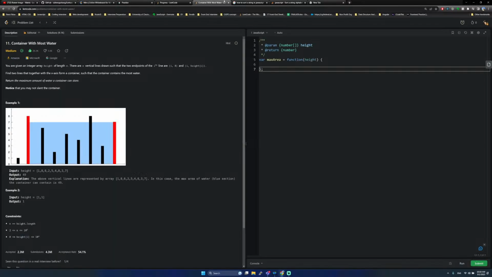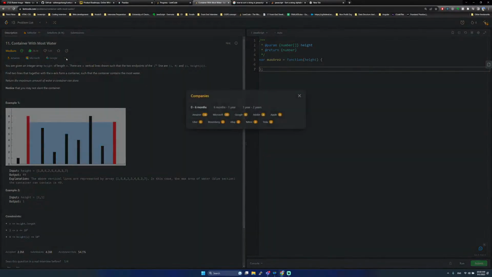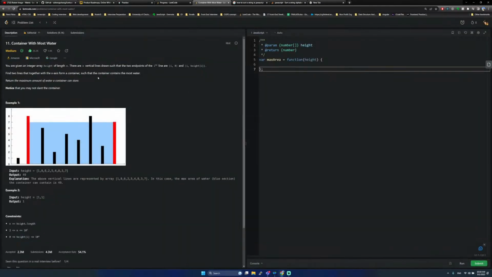Okay, guys, let's get started with this Container With Most Water. It's LeetCode 11 and has been asked by Amazon, Microsoft, Google, and other top companies. So, yeah, we'll set a timer for 10 minutes.